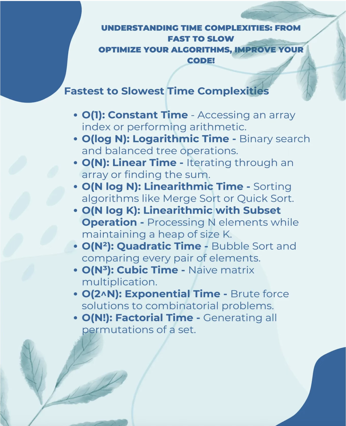First, we have O(1), also known as constant time. This is the fastest time complexity as the runtime doesn't depend on the size of the input. A great example is accessing an element in an array by its index. It's always a single operation regardless of the size of the array.